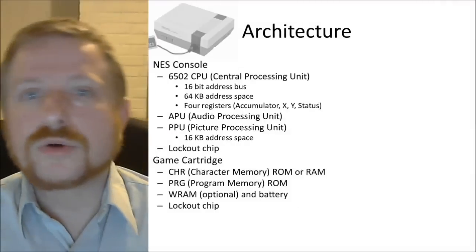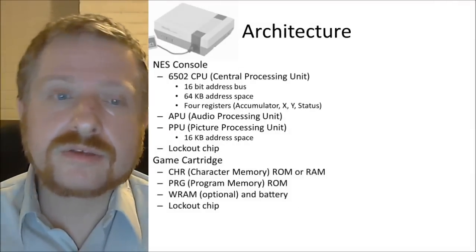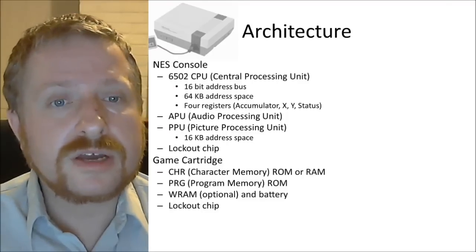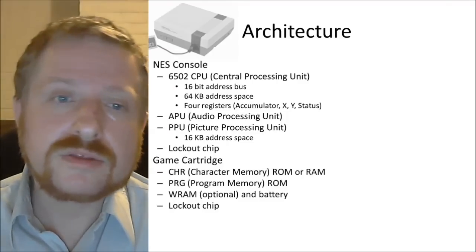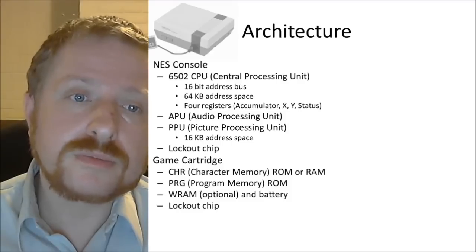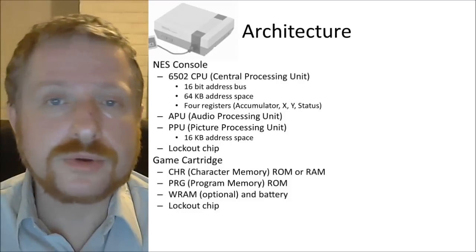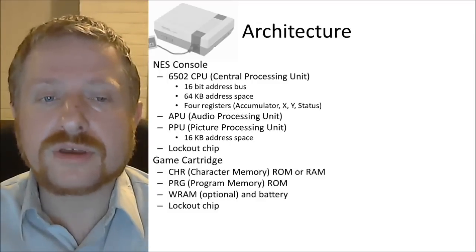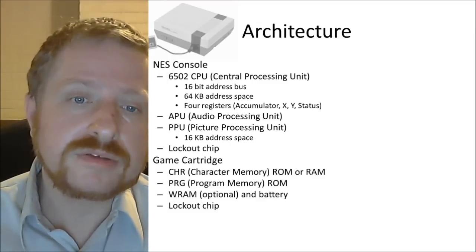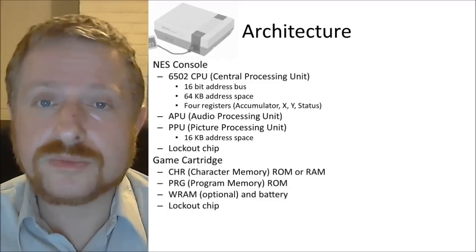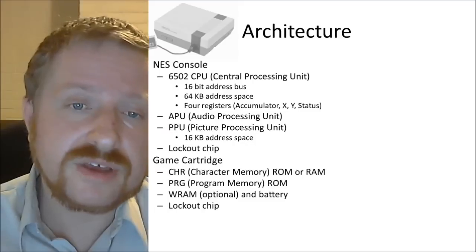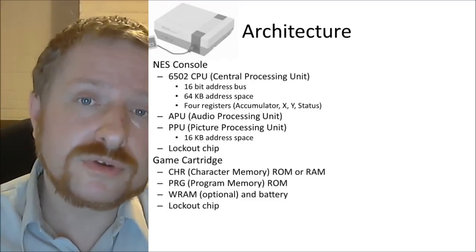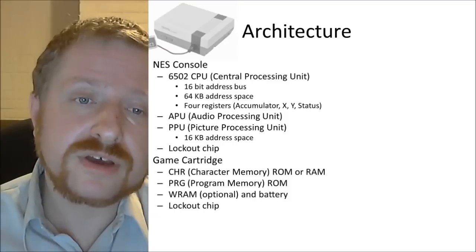So first of all, I'll go over the architecture of the NES. The NES console itself is built upon a 6502 CPU. This CPU was used in many other systems such as the Apple II and Commodore 64. And in the CPU there is a 64 kilobyte address space. You have an address range from 0 to 65,535, or in hexadecimal that would be from $0000 to $FFFF.